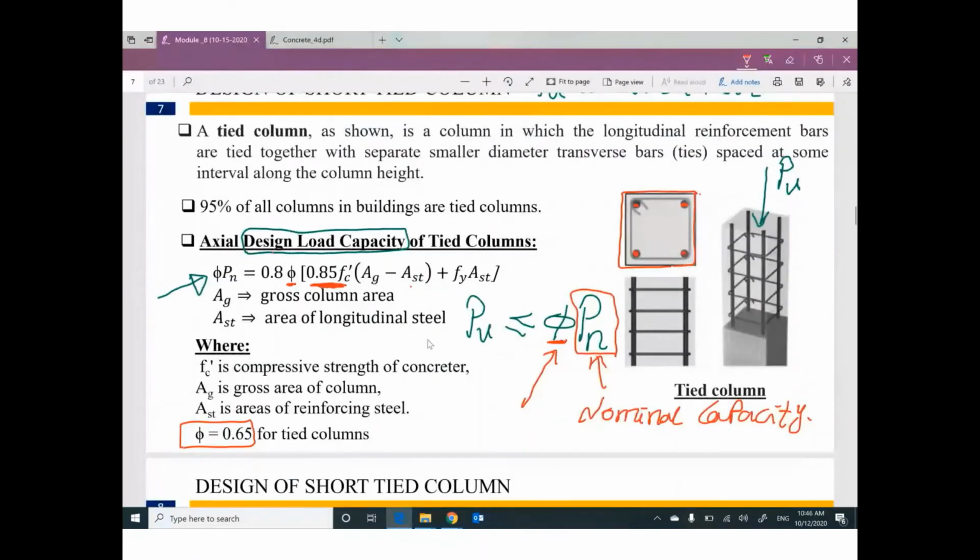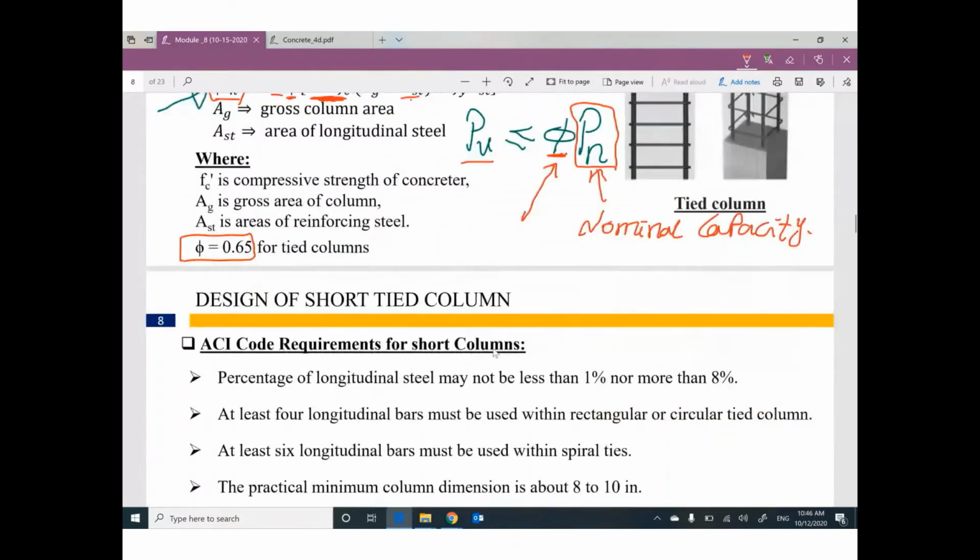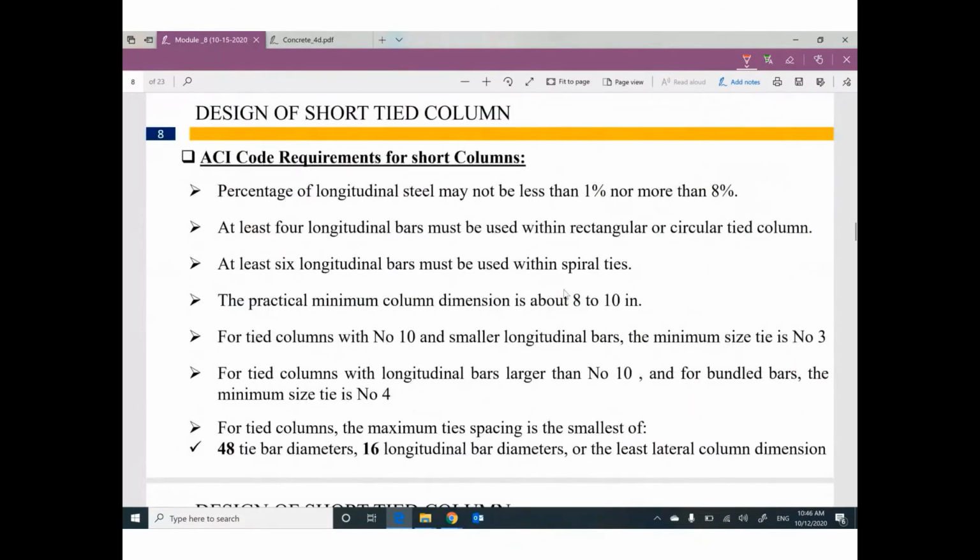Okay, so how can I design a tied column? It's very simple. You need to figure out what is the value of phi, Pn, what is the value of area gross, what is the value of area steel. So I need finally to figure out what is the value of phi Pn. This value must be greater than or equal to the ultimate load. We have some requirements. Please, you need to follow them, according to ACI.